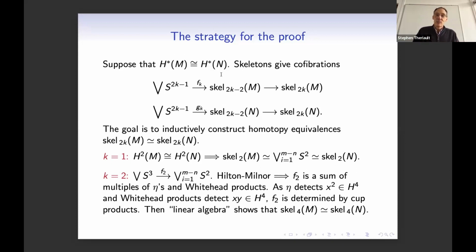It would say that you end up with a sum of multiples of Hopf invariant 1 elements, etas, and Whitehead products of distinct two spheres in the wedge. And the interesting thing is that in cohomology, that Hopf invariant 1 element is detected by a cup product square, and the Whitehead product of two distinct spheres is detected by the cup product of the corresponding cohomology classes. Right? So the homotopy class of this attaching map F2 is completely determined just by cup products.